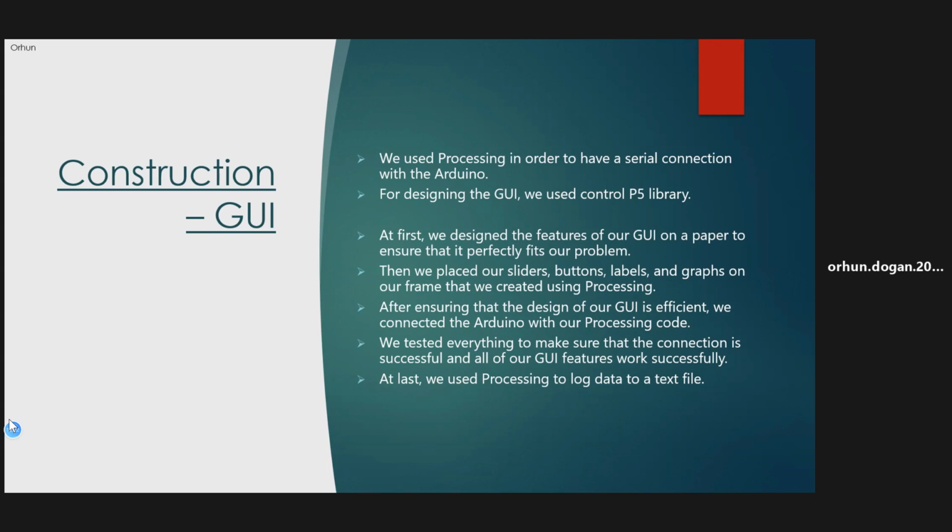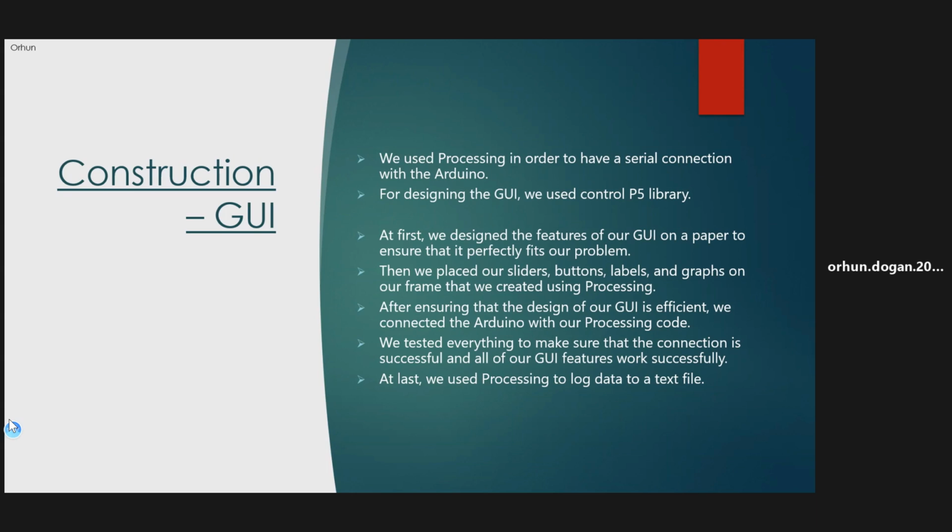At first, we designed the features of our GUI on a paper to ensure that it perfectly fits our problem. Then we placed our sliders, buttons, labels, and graphs on our frame that we created using Processing. After ensuring that the design of our GUI is efficient, we connected the Arduino with our Processing code. We tested everything to make sure that the connection is successful and all of our GUI features work successfully.